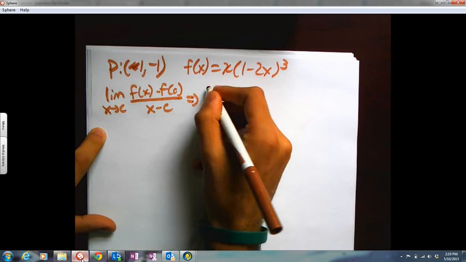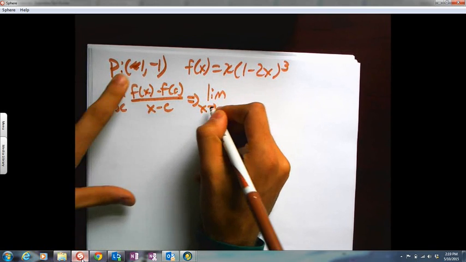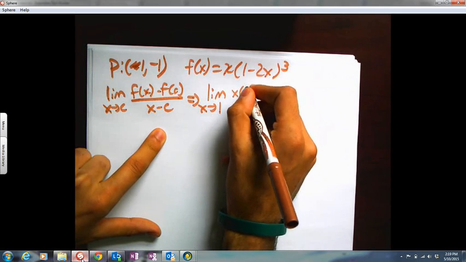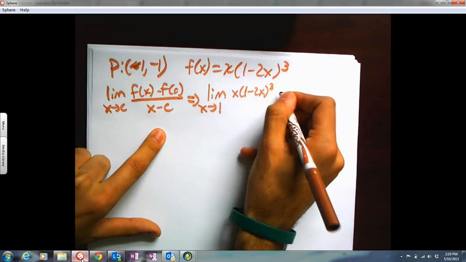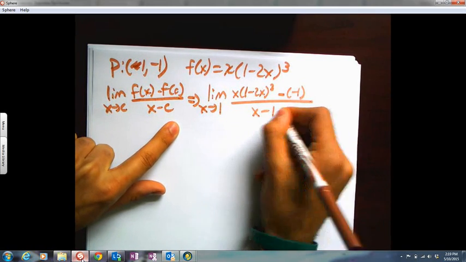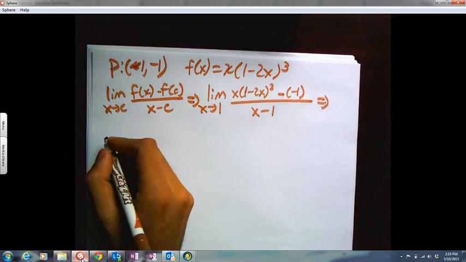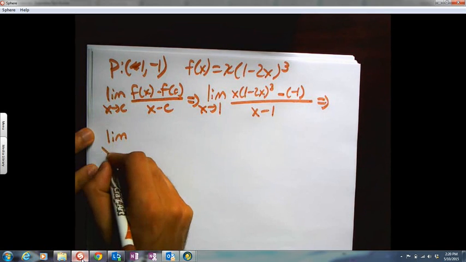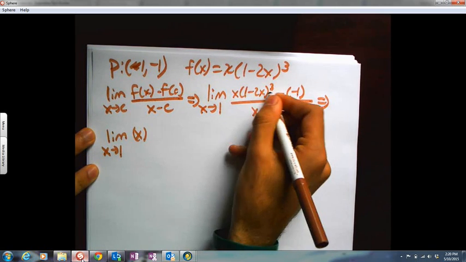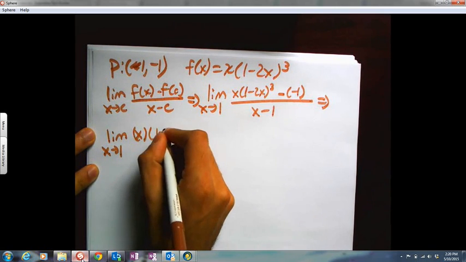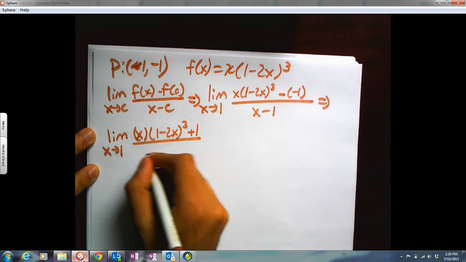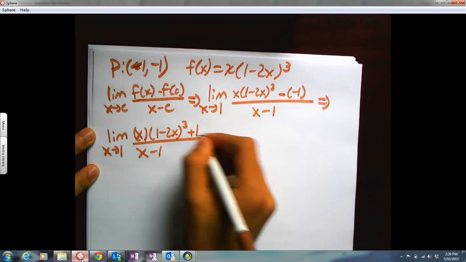Plugging in, limit as x approaches 1 of f of x minus f of c, which is -1, all over x minus 1. So now we've got the limit as x goes to 1 of x times (1 minus 2x) cubed. This has to be done with the box. We'll take care of that in a second. Minus -1 is +1, all over x minus 1.